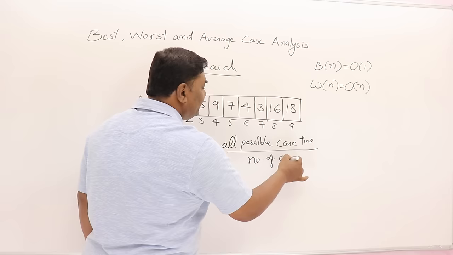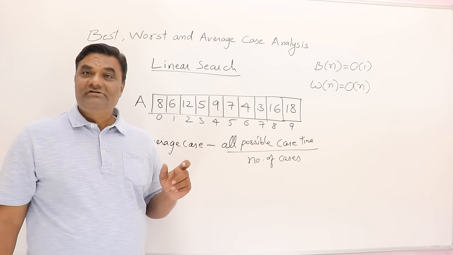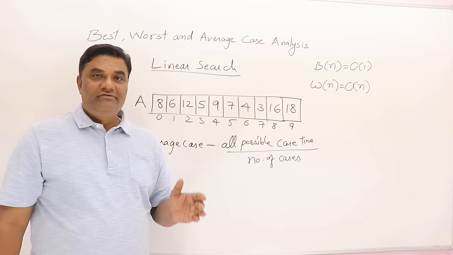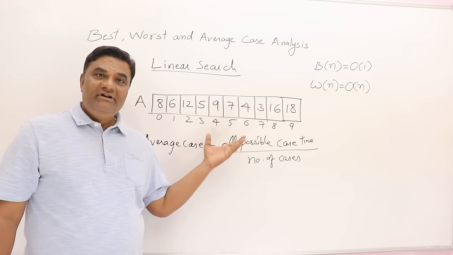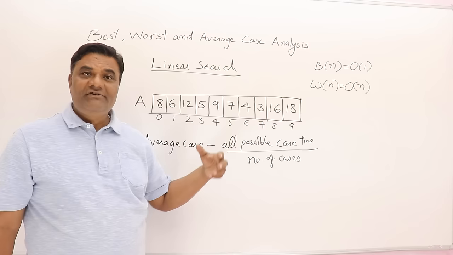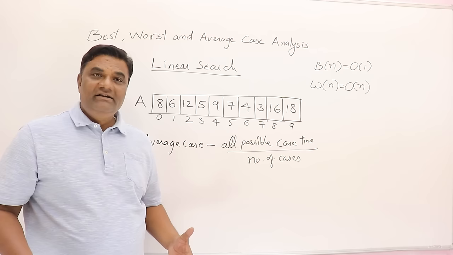So for average case, you have to find out all possible cases and the time taken in each possible case and then divide it by number of cases. So this type of analysis is very difficult. It may not be possible on every algorithm. So rarely we do it. And mostly for average case, the time that we get will be similar to worst case. So that's why we prefer finding worst case time for algorithms. Average case analysis may not be possible always.